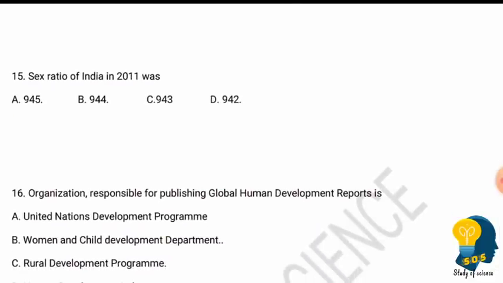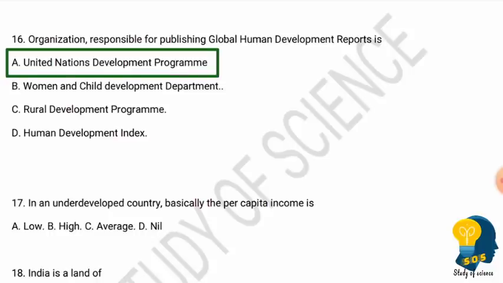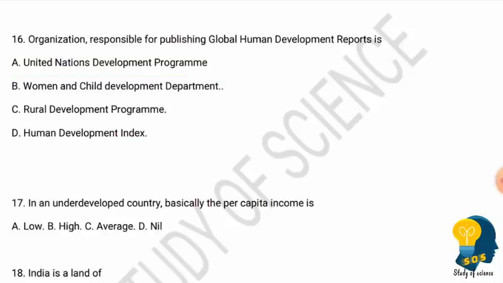Sex ratio in India in 2011 was, and the options are A. 945, B. 944, C. 943, D. 942, and the right answer is C. 943. Organization responsible for publishing global human development reports is, and the options are A. United Nations Development Program, B. Women and Child Development Department, C. Rural Development Program, D. Human Development Index. And the right answer is A. United Nations Development Program. In an underdeveloped country, basically the per capita income is, and the options are A. Low, B. High, C. Average, D. Nil. And the right answer is A. Low.